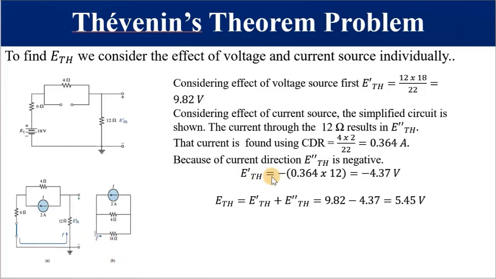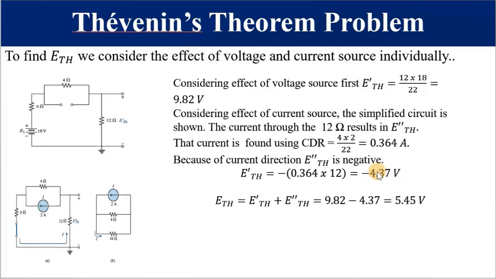How do we find E Thevenin? E Thevenin is, this is a negative voltage. Please take note, this is a negative voltage. We've got a drop, we've got a plus there and a negative there, so we are going to regard it as a negative voltage, hence the minus sign. So we are going to say I times R. This is minus 4.3 volts.